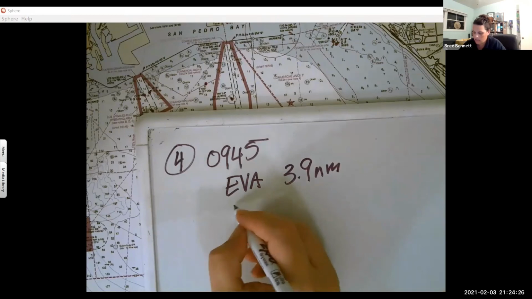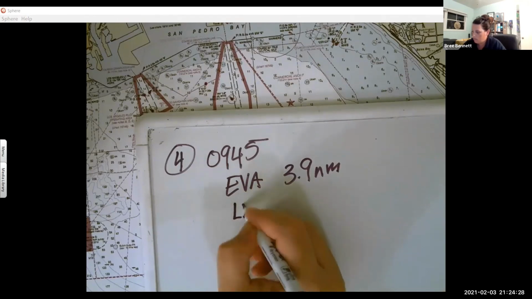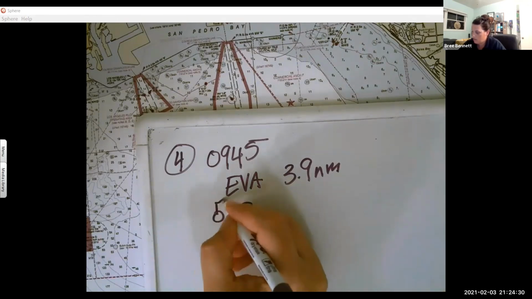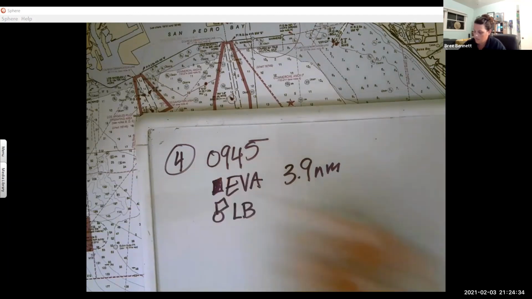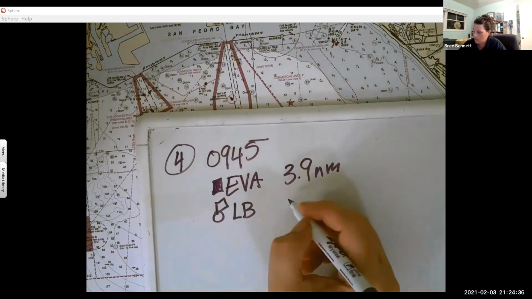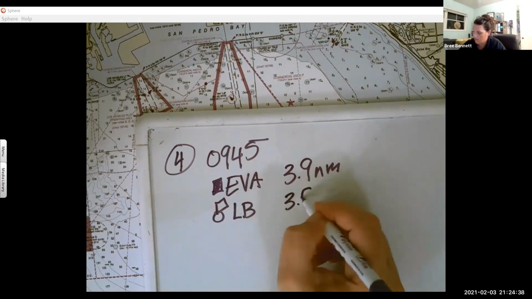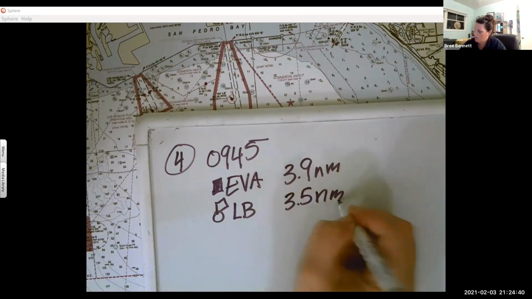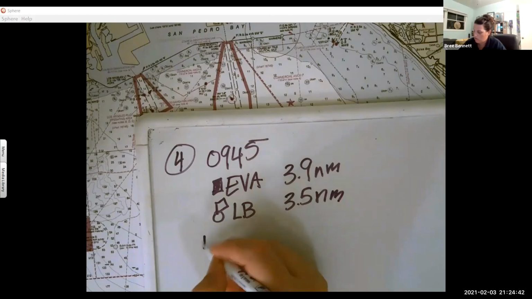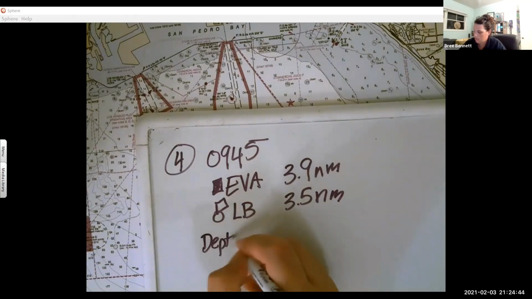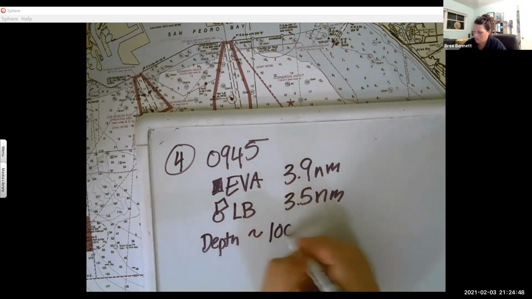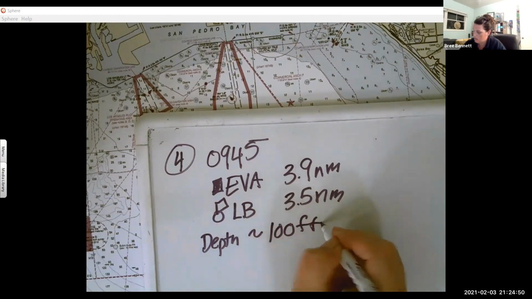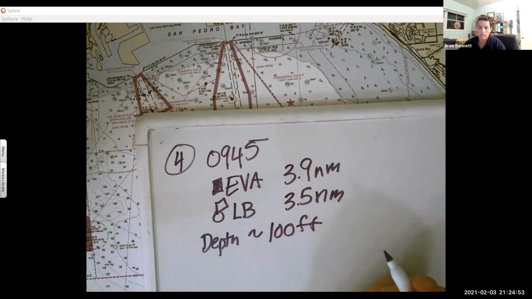And buoy LB, that's a buoy, this is going to be an oil platform, has a range of 3.5 nautical miles. Also know that we have a depth of approximately 100 feet. What is our position?